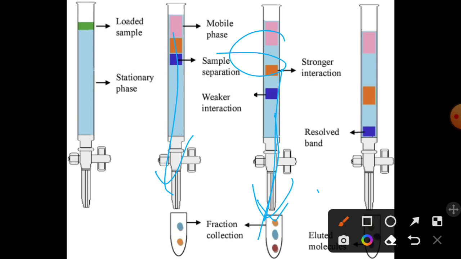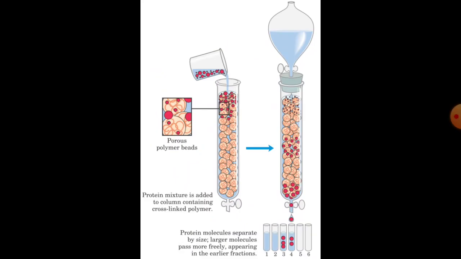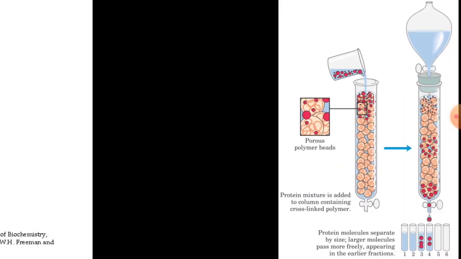Okay, and column chromatography is a preferable method for purification, but size exclusion is not because of its low resolution, right? And column chromatography takes time for separation. On the other hand, size exclusion chromatography takes less time for separation than column chromatography. Okay, so that's how you can create a difference between column chromatography and size exclusion chromatography.